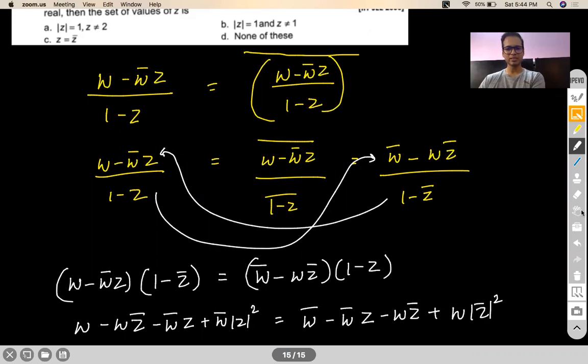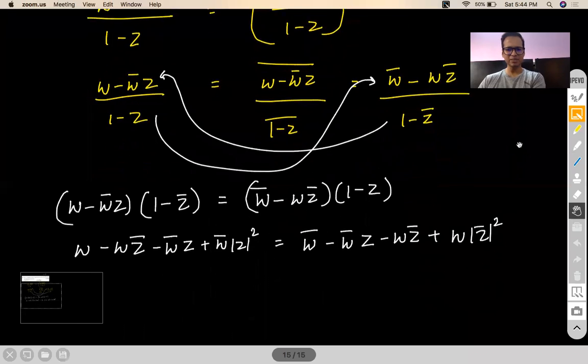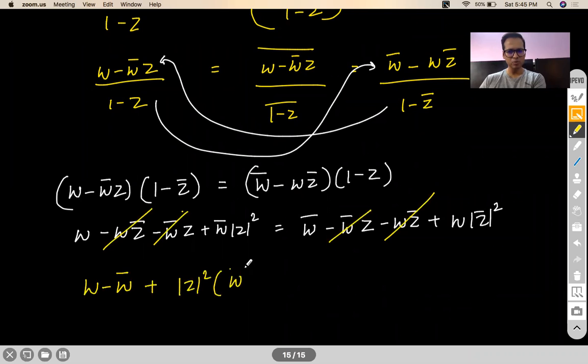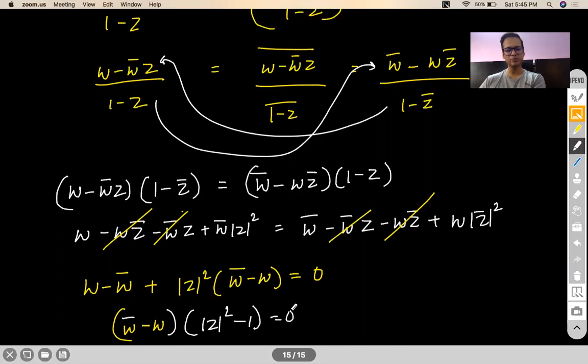Okay. Let us check if some terms get cancelled. I believe that this guy will get cancelled with this guy. This guy will get cancelled with this guy. Correct? And you will have W minus W conjugate and plus mod Z square W conjugate minus W is equal to 0, which is actually W minus W conjugate. You can write it like this: W conjugate minus W times mod Z square minus 1 equal to 0.